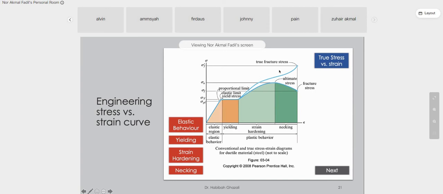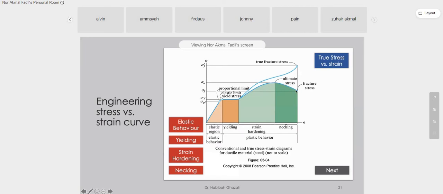Right, look at this true fracture stress. This is true stress versus strain. True stress is the load divided by the actual cross-sectional area. The cross-sectional area will decrease, so the stress value will increase, and if you compare with the engineering stress, you will see this trend.